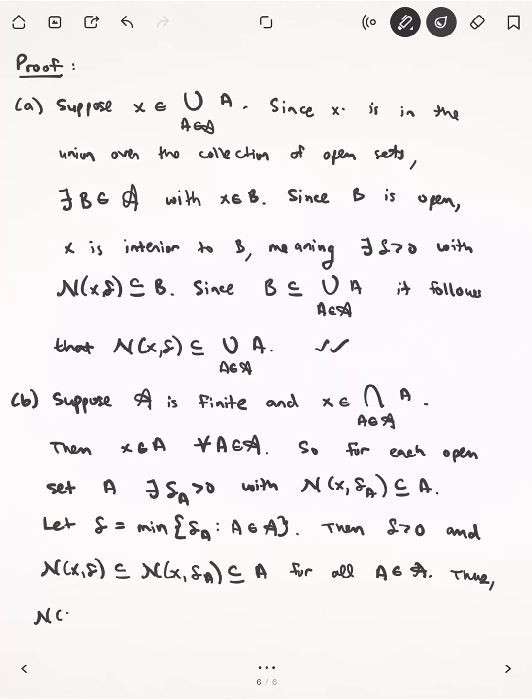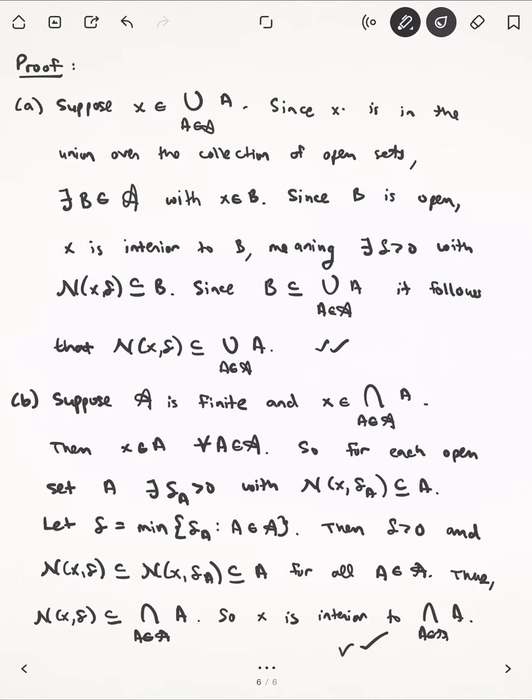Thus, the delta neighborhood of X is going to be a subset of the intersection. So X is interior to the intersection. And so that proves that the intersection of a finite collection of open sets is also open.